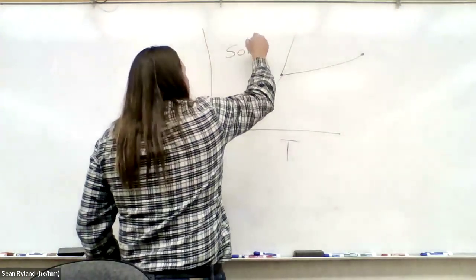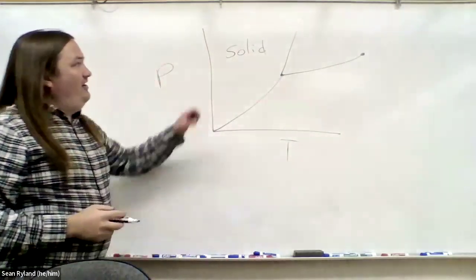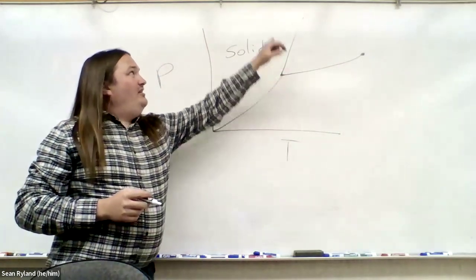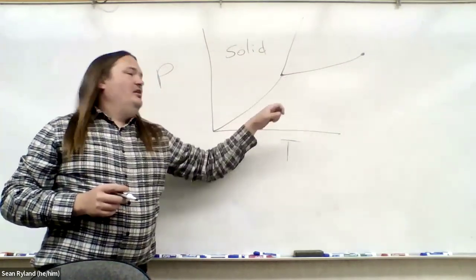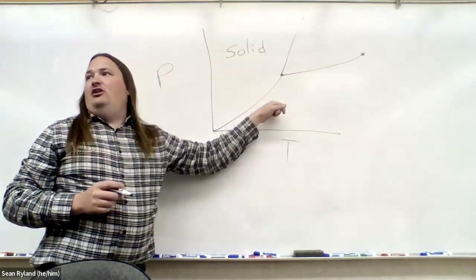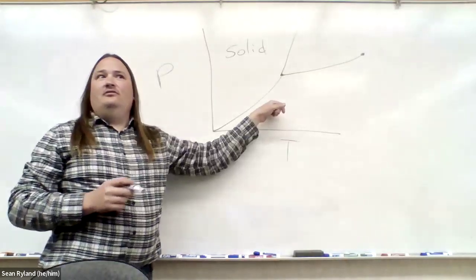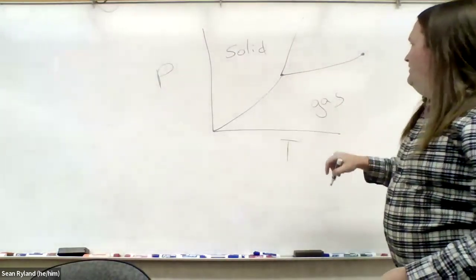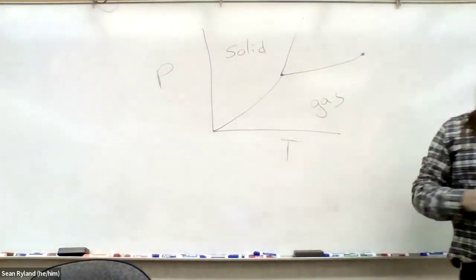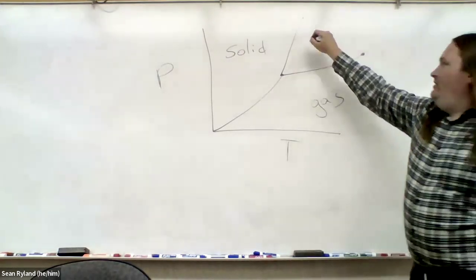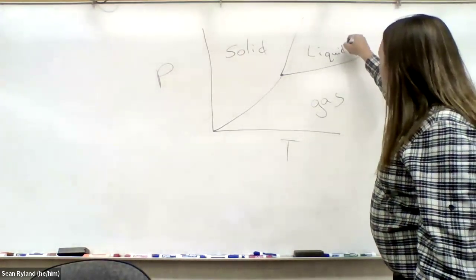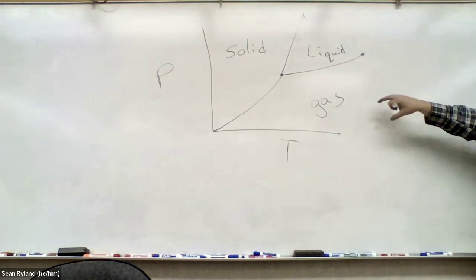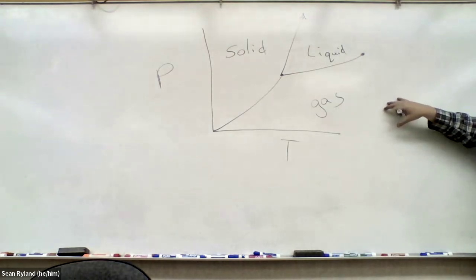So basically, every substance has its own diagram that looks like this. Just the specifics about where these various points and lines are change. So if you're at low pressure and high temperature, what do we see? Gas. And what is this third section then? Liquid. So basically, every substance has its own phase diagram that looks like this.